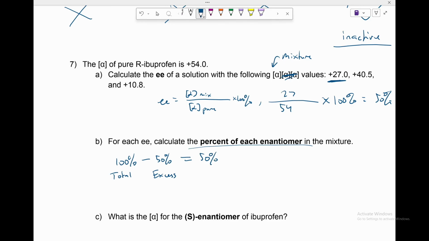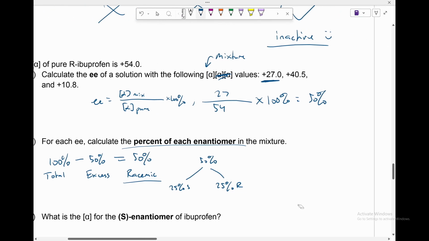So if I took away the excess from the total, then I would get 50% leftover. This 50% exists as a racemic mixture. Racemic mixture just means that it's equal parts of both enantiomers. So in other words, this 50% is made up of 25% S and 25% R. So in total, I have 25% S, and I have 50% of excess plus my 25% R from the racemic. That gives me a total of 75% R. This gives me 100% total.